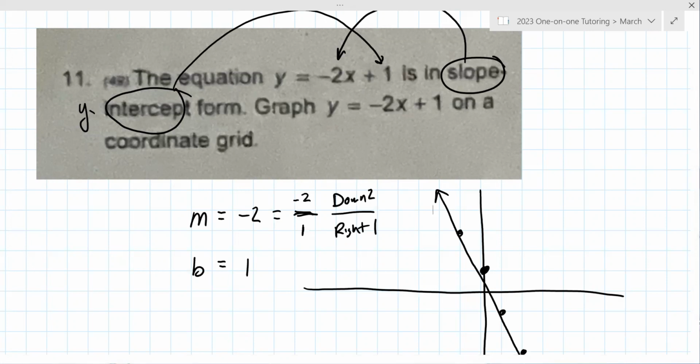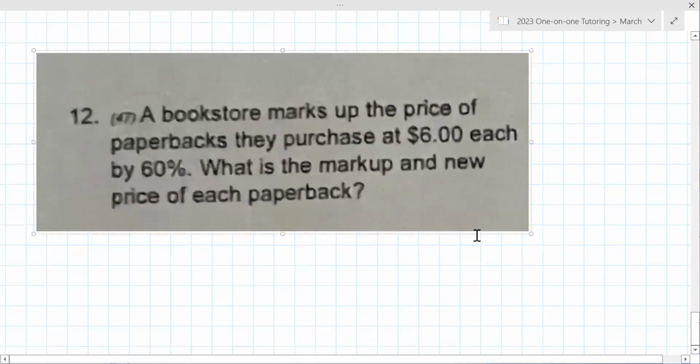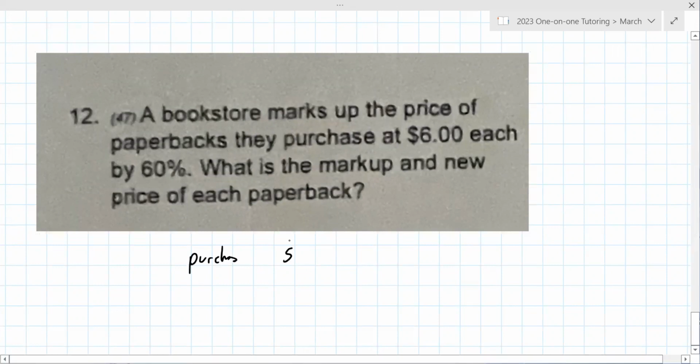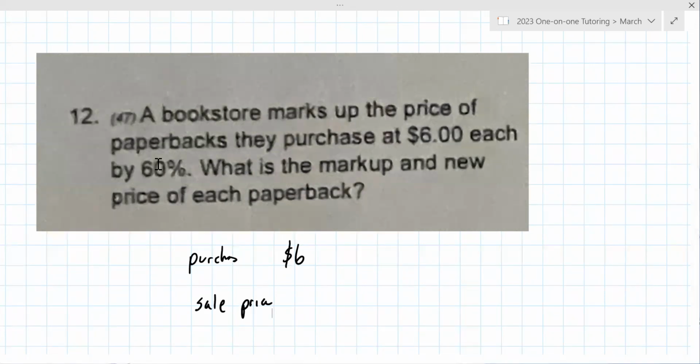All right, let's move to number 12. Let me try to read this one carefully because it's written oddly, at least for the way I read stuff. Bookstore marks up the price of paperbacks they purchase at $6 each by 60%. So they purchase them for $6, and the sale price is obviously larger, because you wouldn't sell anything at the price you purchased it at. It's 60% more. Do you remember what you multiply by for 60% more?